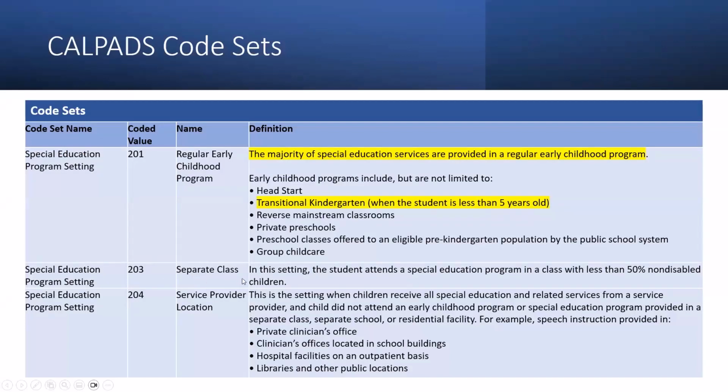Then moving on to 203, separate class. In this setting, the student attends special education program in a class with less than 50% non-disabled children. That doesn't really provide us much information. And then the third one, 204, service provider location. This is the setting when children receive all special education and related services from a service provider and the child did not attend an early childhood program. So this kind of suggests that this is comparable to an early childhood program. It's just for students who were not in the early childhood program. And so it lists the different examples where it would be appropriate for 204.